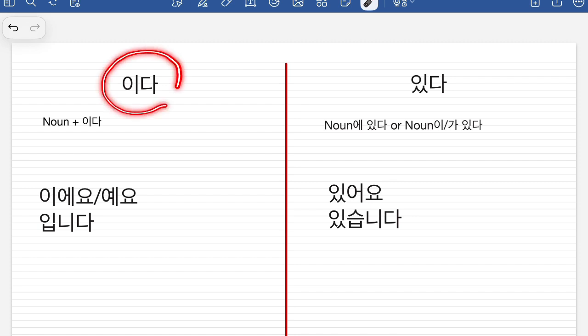So 이다 has two forms in the present tense, which are 이에요 and 예요. It depends on the last syllable of the noun. If that noun has a final consonant at the end, please add 이에요. If it doesn't have a final consonant, please attach 예요. Like 안재이 예요, 안나 예요. Alright? Okay, so then what is 입니다?